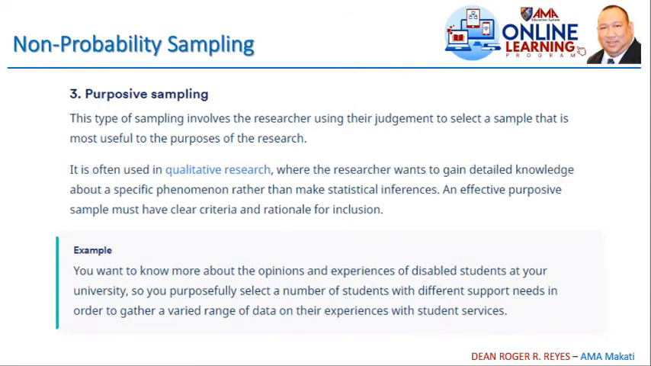Ang purposive sampling involves the researcher using their judgment to select a sample that is most useful to the purpose of the research. So, you see, sabi nga nito, non-probability I use in qualitative research where the researcher wants to gain detailed knowledge about a specific phenomenon rather than make statistical inferences. An effective purposive sample must have clear criteria and rationale for inclusion.